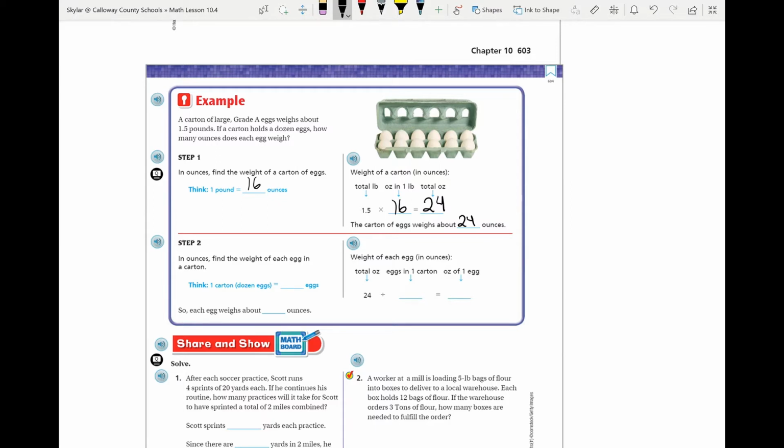So if there is a dozen eggs, how many ounces does each egg weigh? So we need to split those 24 ounces up into a dozen eggs. And hopefully we know a dozen is just 12. So we can divide 24 by 12 to get 2. So each egg weighs about 2 ounces. So if we just do it one step at a time, it will not be too much trouble for us.